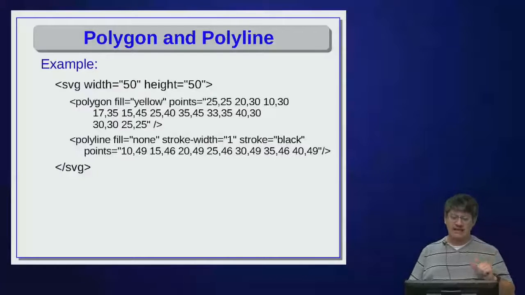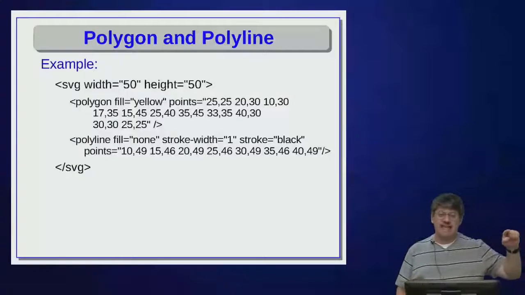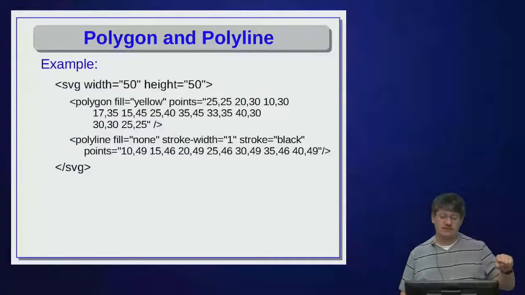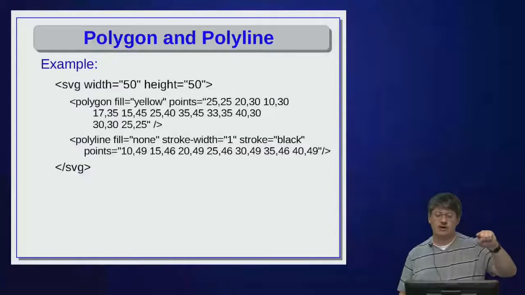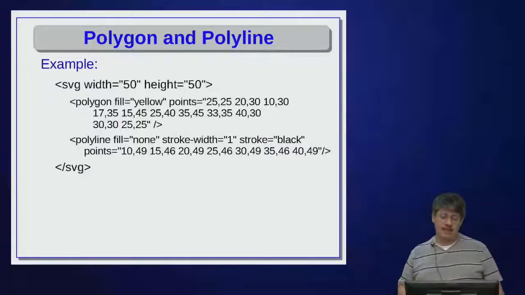The polyline has no fill, but it has a stroke width of 1, and I'm going to stroke it black. I've given it a set of points. The first x coordinate is 10, and it's at a y coordinate of 49, so it's going to be at the bottom left. Then I'm going to go right 5 pixels and up 3. So it's going to go up and to the right. Then down and to the right. Then up and to the right. Then down and to the right. So I'm going to get kind of a wavy line, and it will be black because I'm stroking it with black ink.